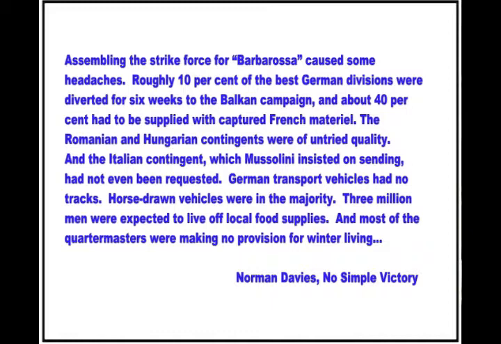German transport vehicles had no tracks. Horse-drawn vehicles were in the majority. 3 million men were expected to live off local food supplies, and most of the quartermasters were making no provision for winter living. 8 examples of the headaches German military planners experienced in preparing for the invasion of Russia. That's a plethora. Notice that the examples are largely unexplained. You will ruin the effect of the cascade of examples if you stop to explain them.